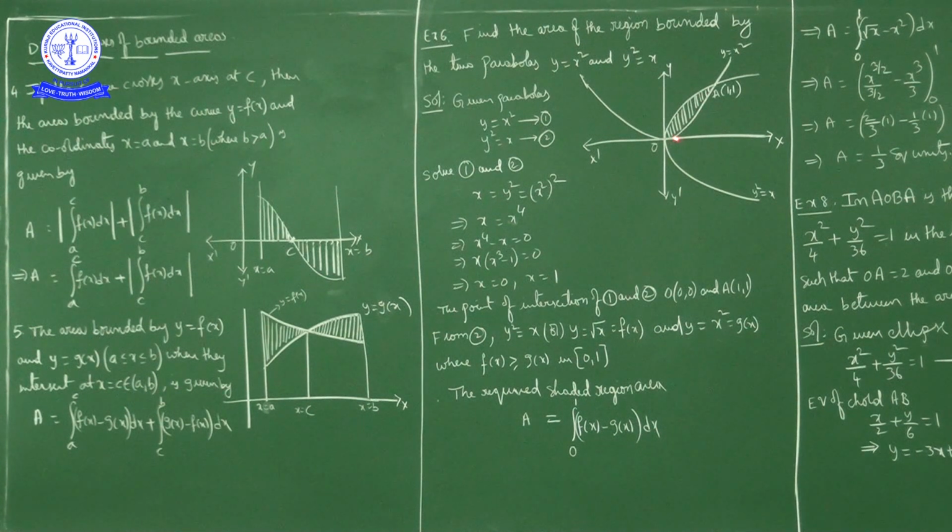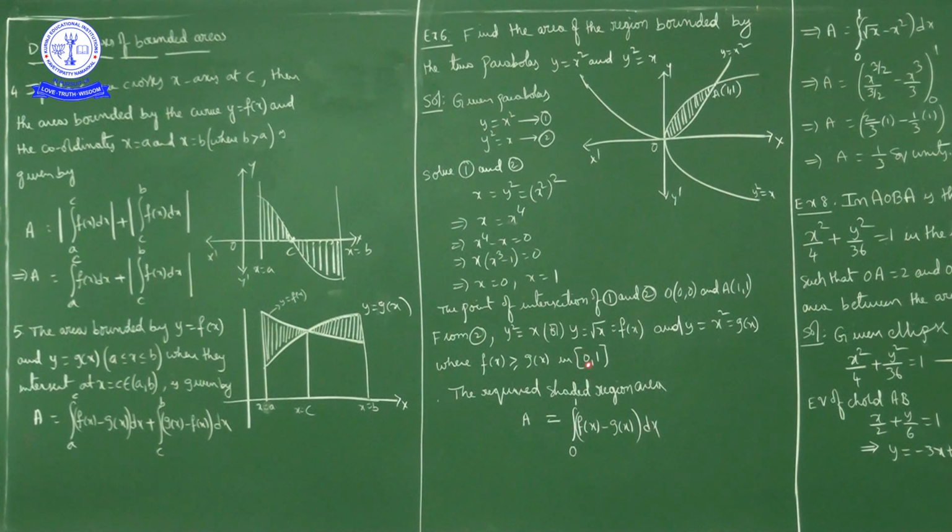This is the lower curve and y is equal to root x is the upper curve. So this shaded region area is nothing but integral 0 to 1, upper curve area minus lower curve area. Now what is the upper curve here? The upper curve is f of x equal to root x, and g of x is x square, the lower curve. So the required shaded region area equals integral 0 to 1, upper curve minus lower curve dx, that is f of x minus g of x dx.